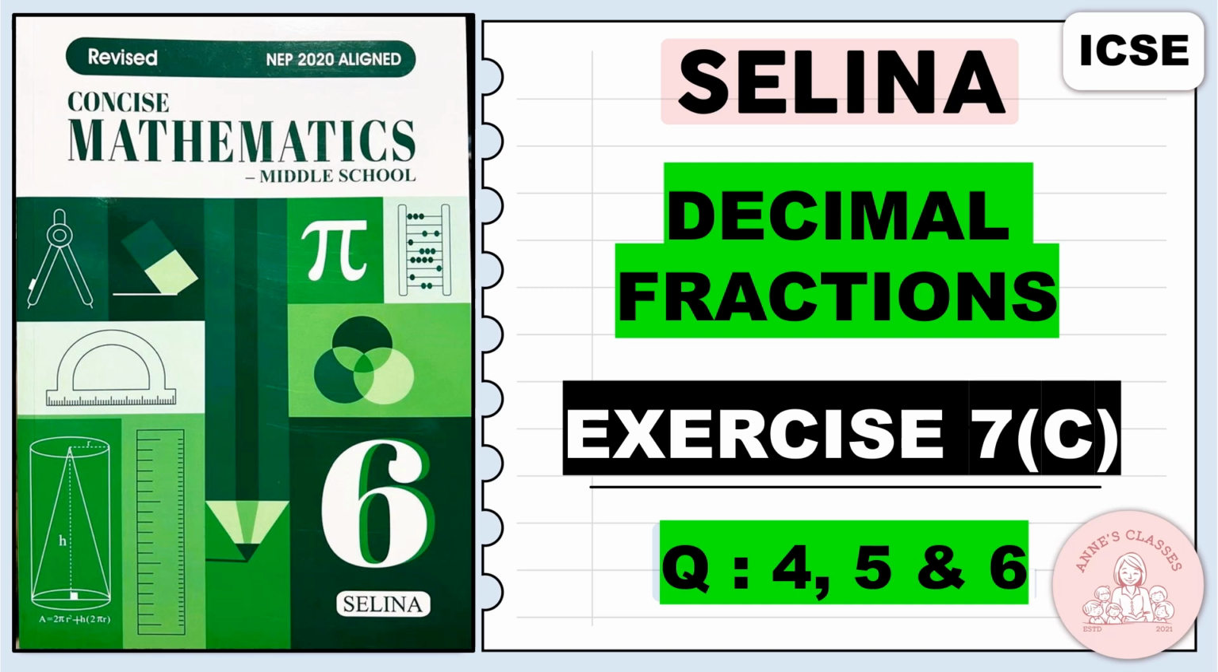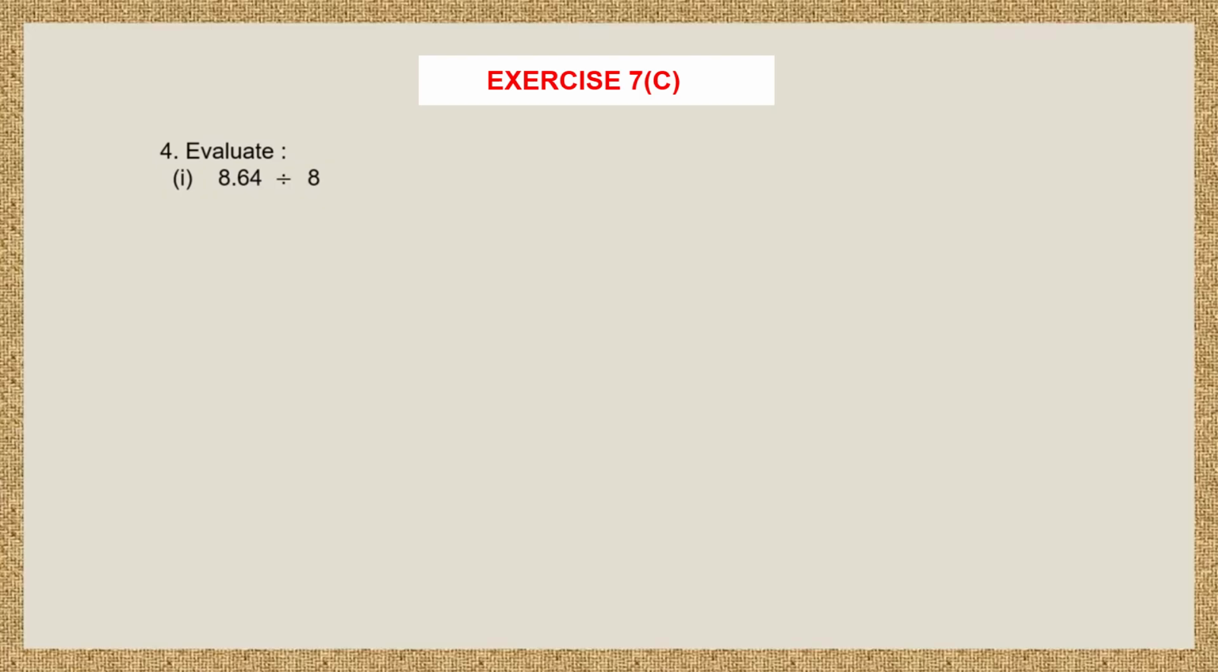Let's do decimal fractions, exercise 7C. Question 4. We are starting with question 4. 8.64 divided by 8. So we have a decimal number divided by a whole number. Now this kind of division is done like a normal division.